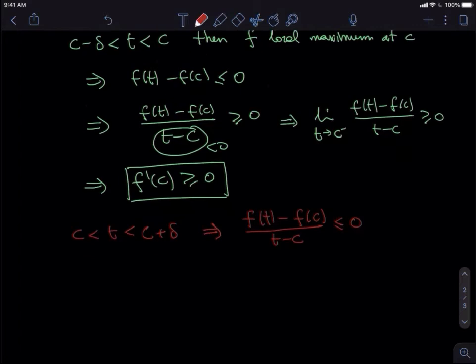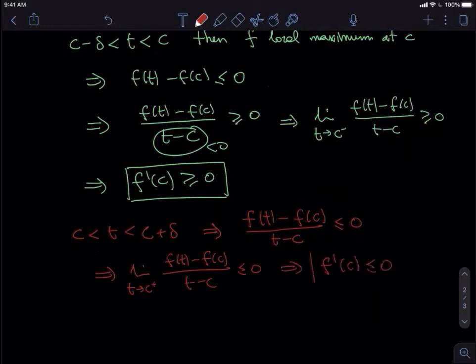Okay, and I get, taking limits as t converges to c from the right, (f(t) minus f(c)) divided by (t minus c) is less than or equal to 0. That means that f prime of c is less than or equal to 0. Again here, we already knew that the derivative existed. The piece of information that we are getting is that it must be non-positive.